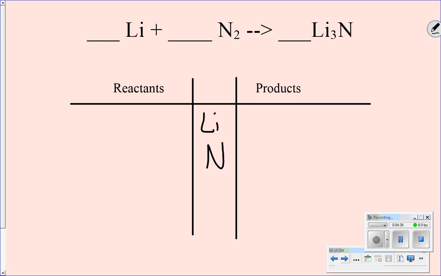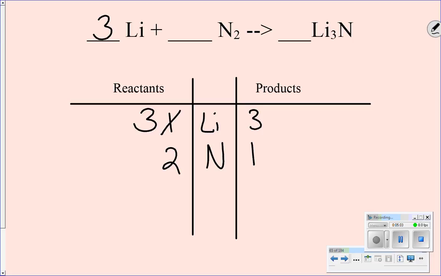We've only got Li and N here. I'm going to start by counting them. 1 lithium, 2 nitrogens on the left. Over on the right side, 3 lithiums, 1 nitrogen. So I can really start pretty much anywhere here. I do need more lithiums on the left side. So I'm going to start by just seeing what happens if I throw a 3 right here. Change that to a 3.